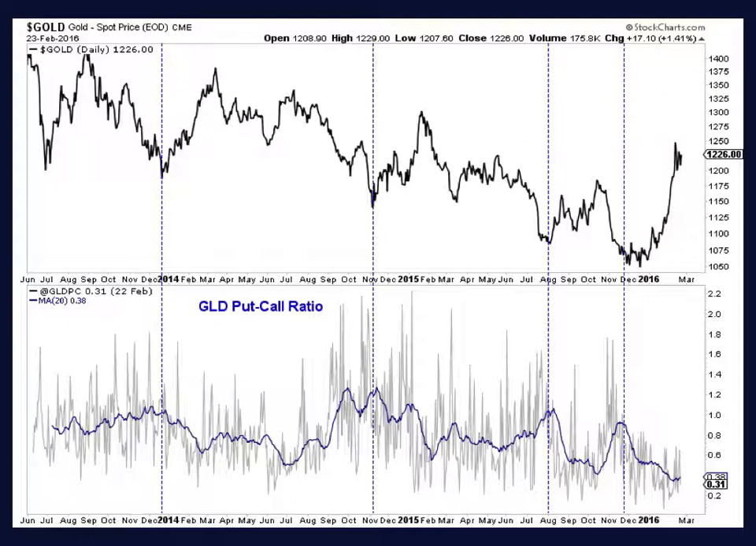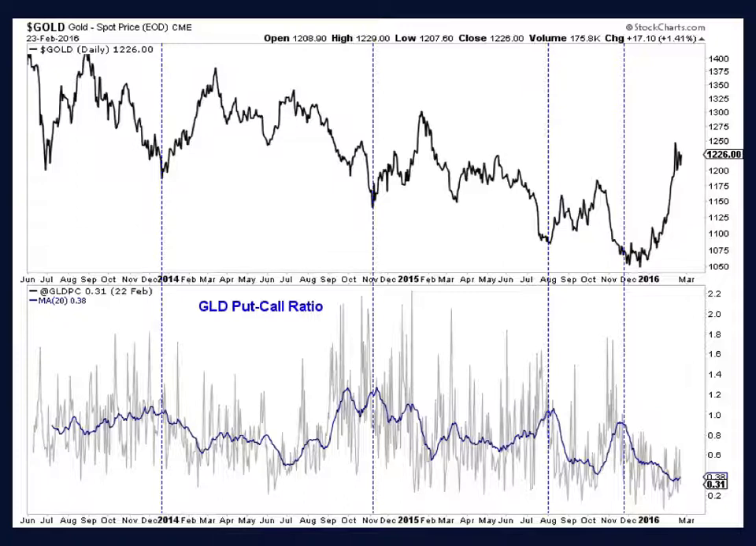And this is another indicator that we use. We keep track of the put call data for GLD, for gold, and also for silver, SLV. When the put call ratio is rising or it's high, that means there's pessimism in the market. And we smooth this data with a 20-day moving average, and that is shown at the bottom of the chart in blue. And so we put lines where the price of gold bottomed, and you can see those are peaks in the put call ratio.